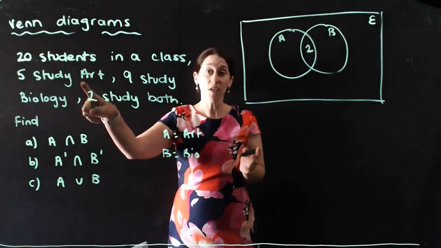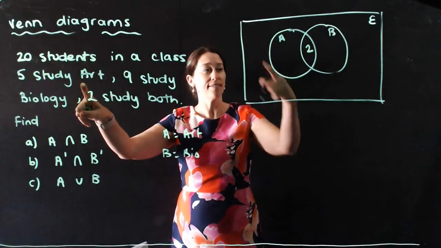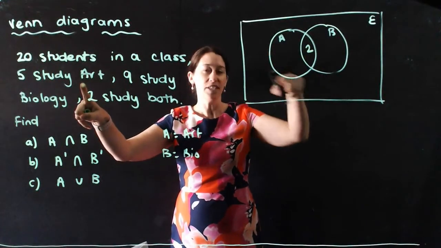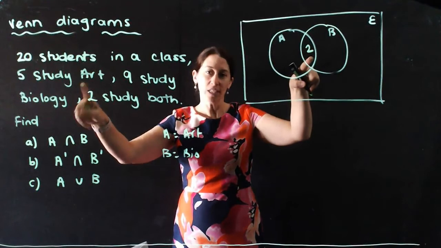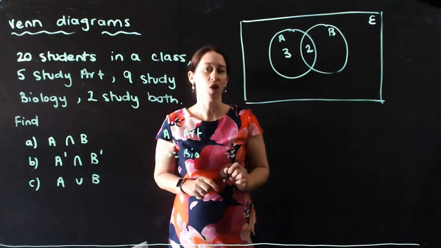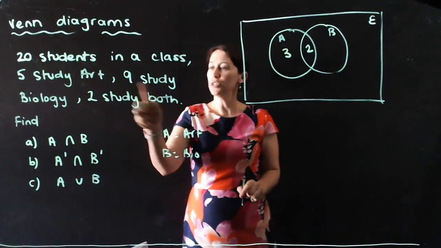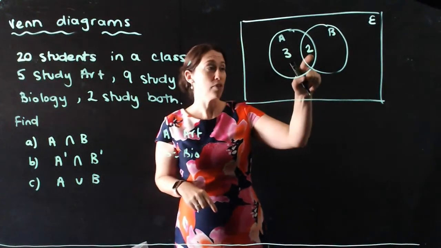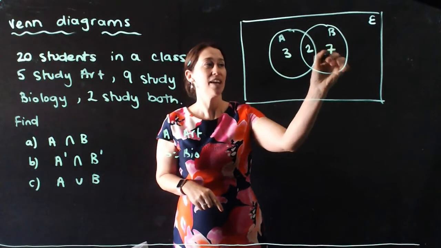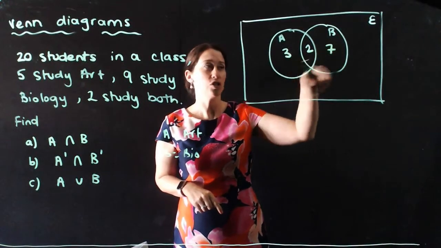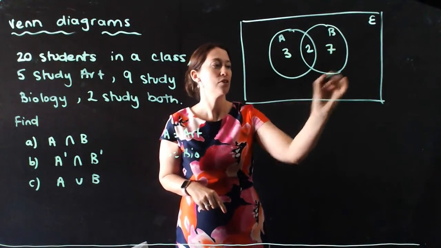Now altogether 5 students study art. Well, art is this whole circle here. This has to add up to 5. There's already 2 in there. That means to make 5, there must be 3 that only study art. 9 students study biology, and again we've got the 2 there, so 2 plus the 7 means that there are 9 students who are studying biology in our circle.